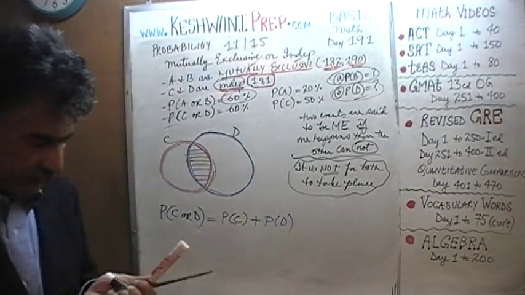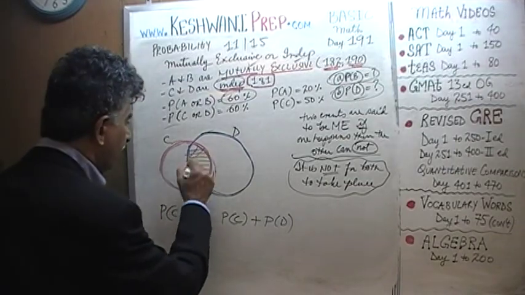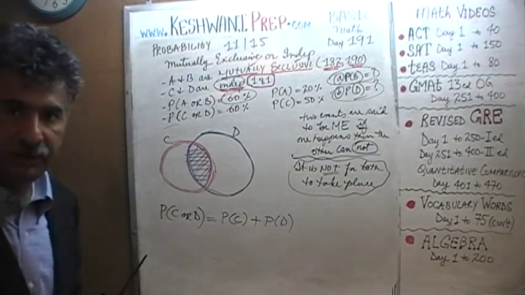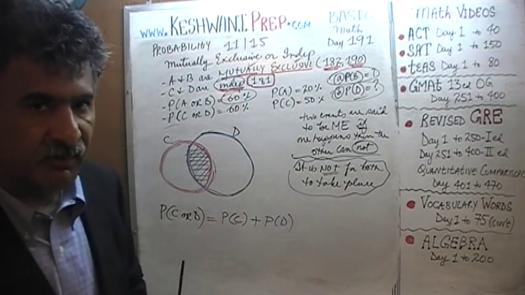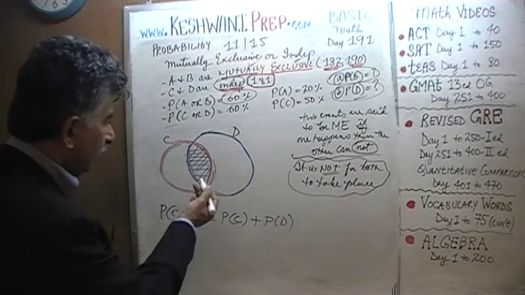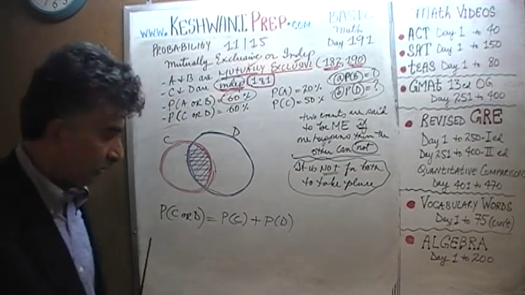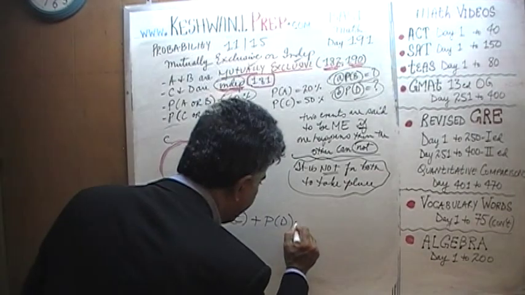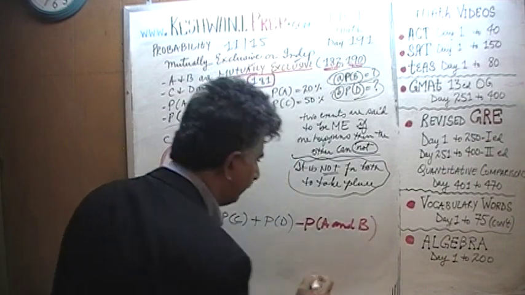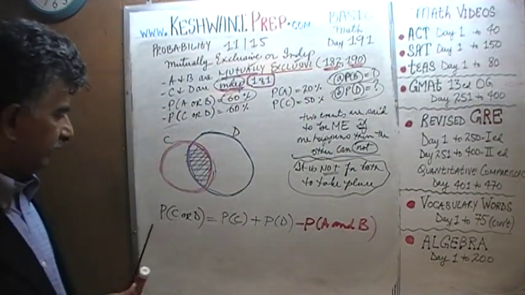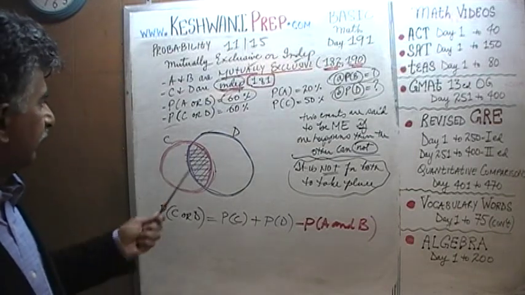But as you can clearly see, when we do that, we end up counting this area twice. Just like we had the situation before where we ended up counting 55 twice and we had to go back and adjust it. This area is counted twice. Because it is double counted, we have to subtract it. Minus the odds of C and D. That's it. That's the equation we have to work with. All we have to do now is to plug in our numbers here.